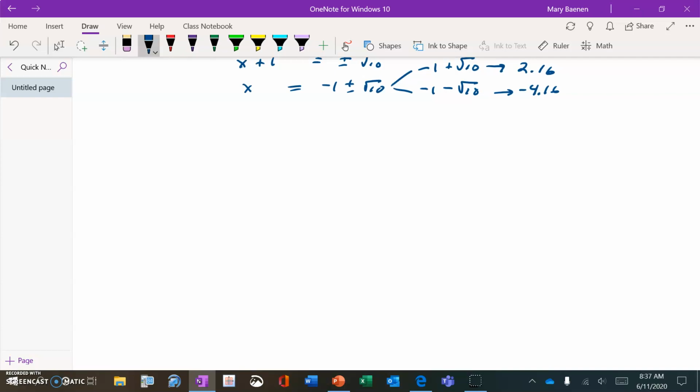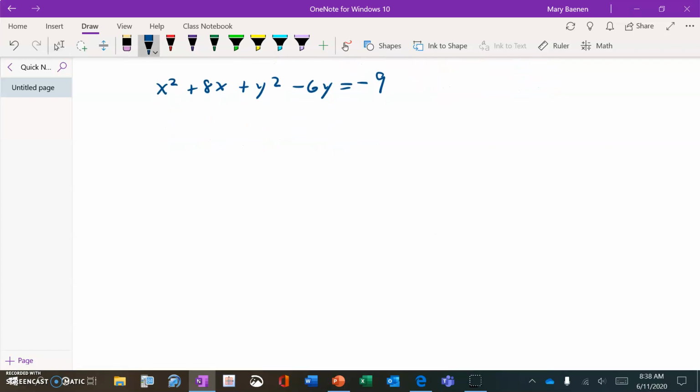It says rewrite the equation of the circle by completing the square. Identify the coordinates of the center and the radius of the circle. So I have x squared plus 8x plus y squared minus 6y is equal to a negative 9. Okay, I want to get this into (x minus h) squared plus (y minus k) squared is equal to r squared form, because that is the equation of a circle. So what I'm going to do is complete the square on the x's, and complete the square on the y's.